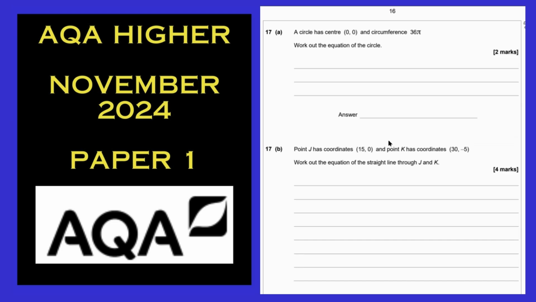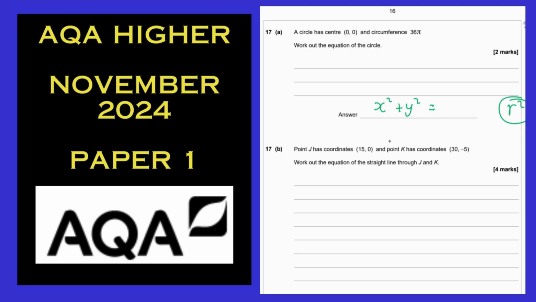17a. A circle has a centre and a circumference. So work out the equation of the circle. Firstly, you've got to think about, well, what does the equation of a circle look like? That requires the revision of, it's x squared plus y squared equals, and the final bit, which I'll leave blank for now, would normally be the radius squared.